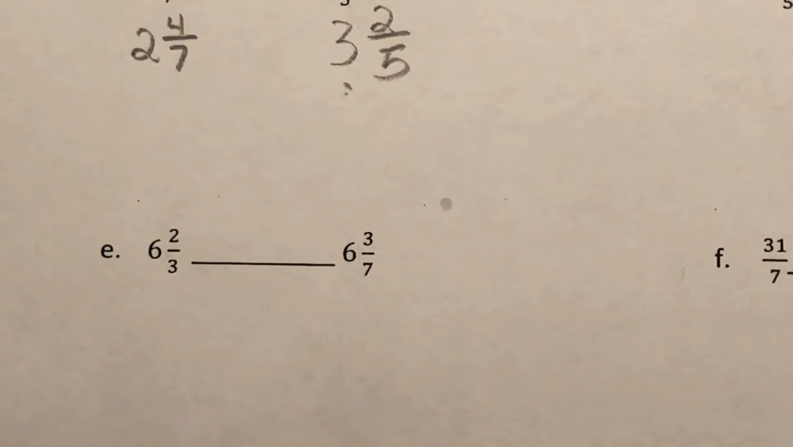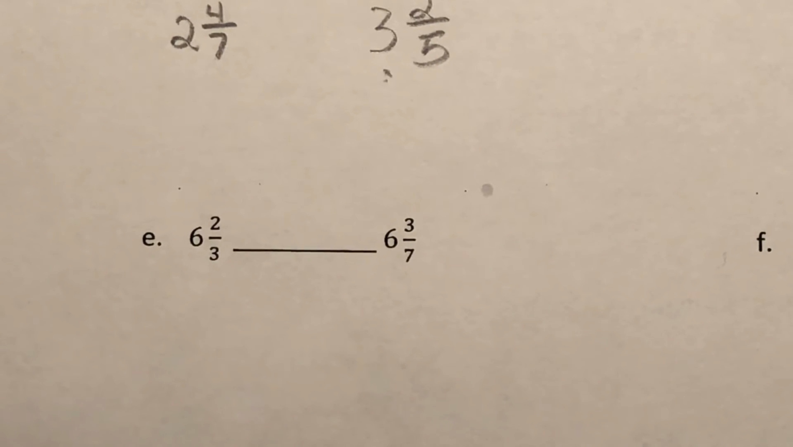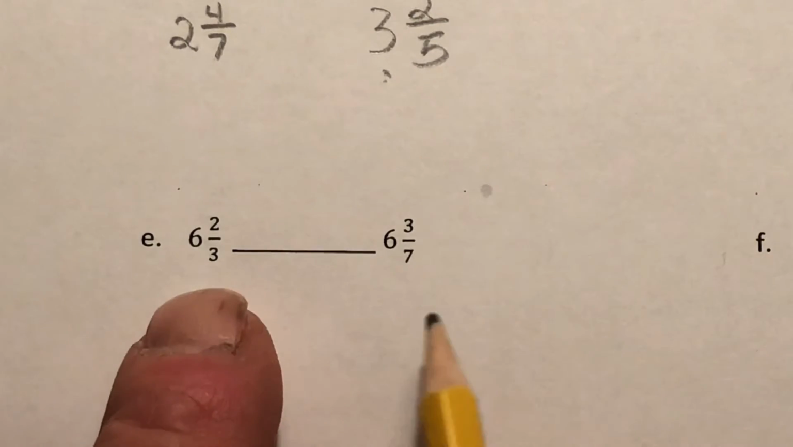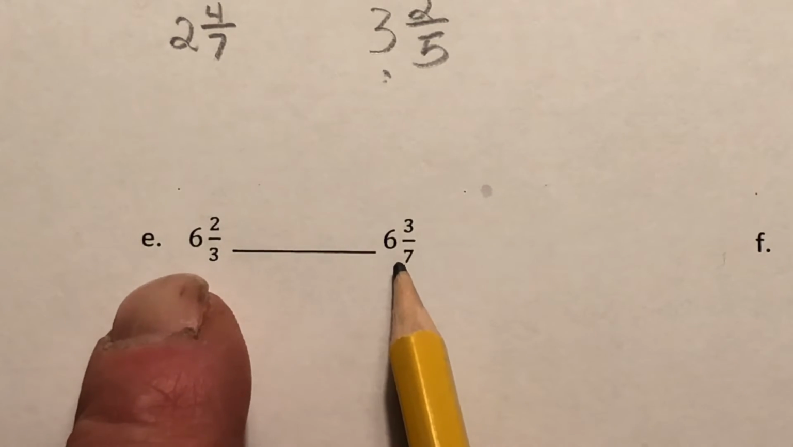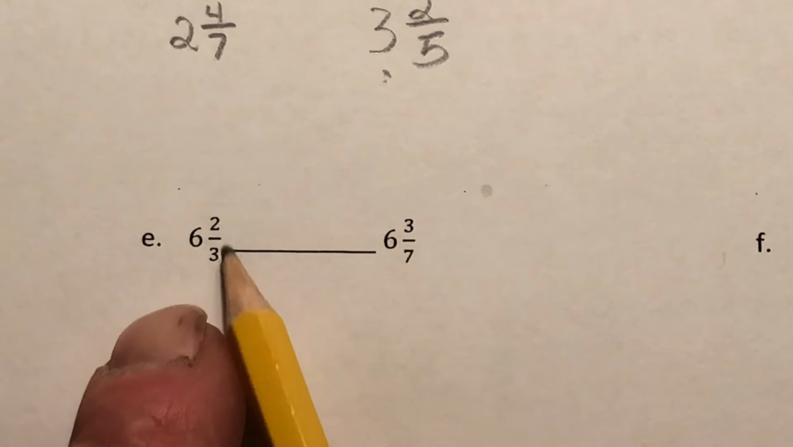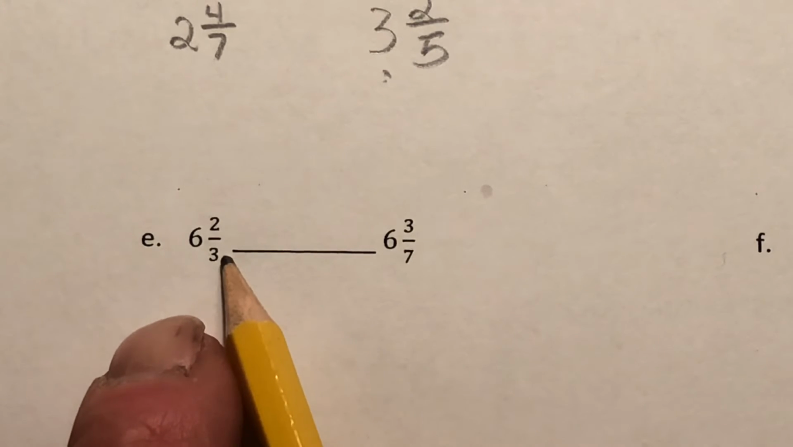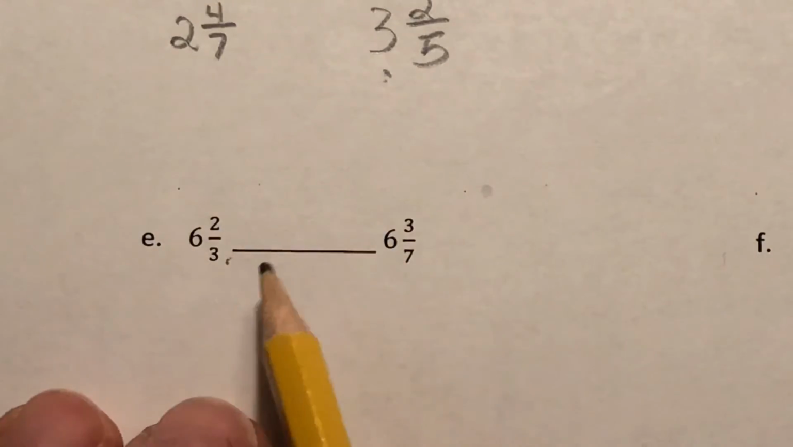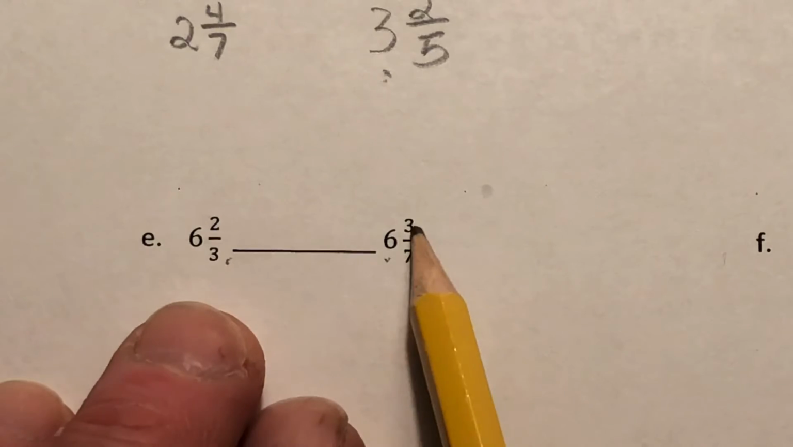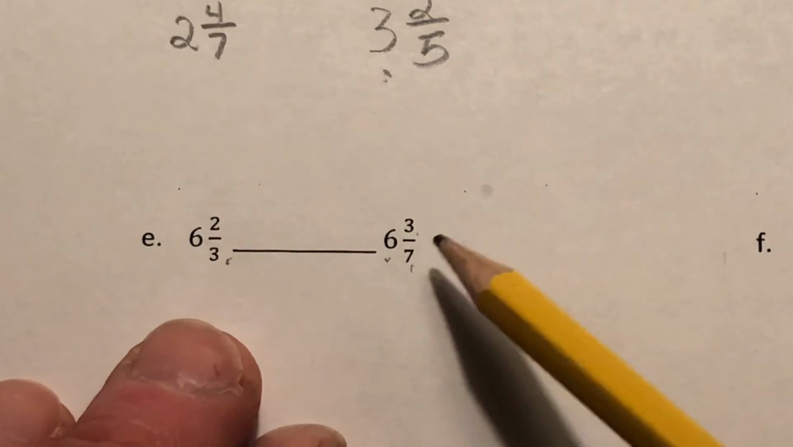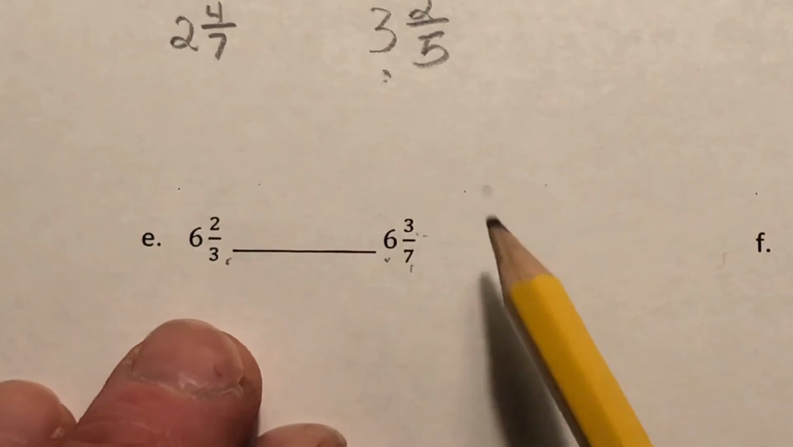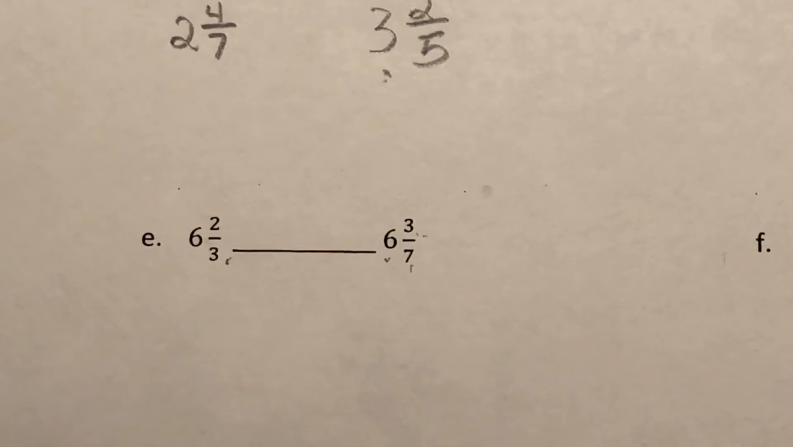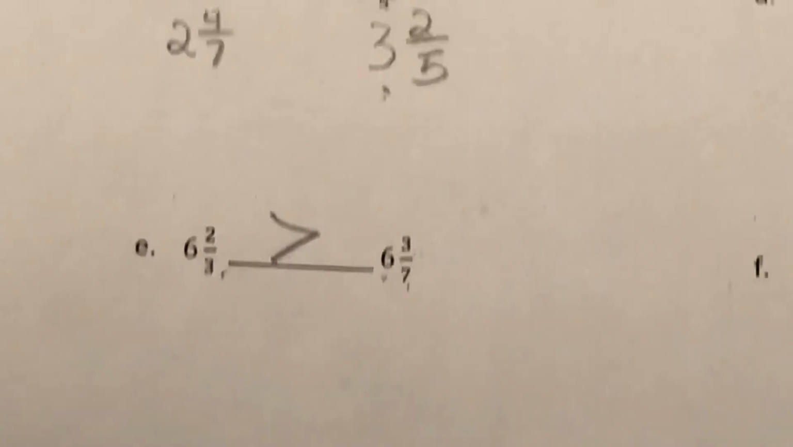6 2/3. Again, teachers, feel free to pause at any time and have the kids go off and you can check back in with me. And 6 3/7. So I have to reason about my fraction size here. I see 2/3. That's more than halfway. 1/3 would be less, 2/3 is more, because it's an odd number that way. 6 is the same. 3/7 is less than half, because 4/7 would be greater, 3/7 would be less, because it's an odd number. So I know that 6 2/3 is greater than 6 3/7.